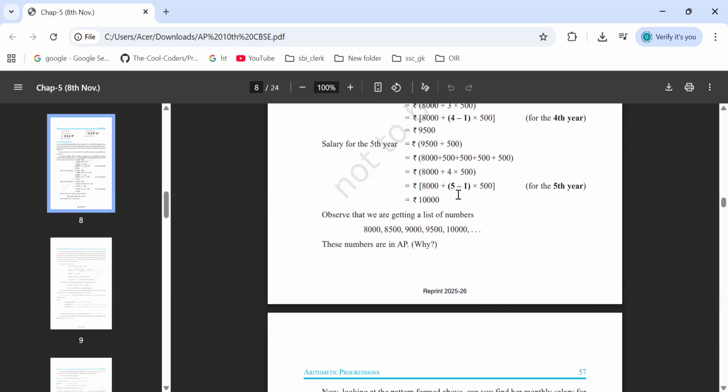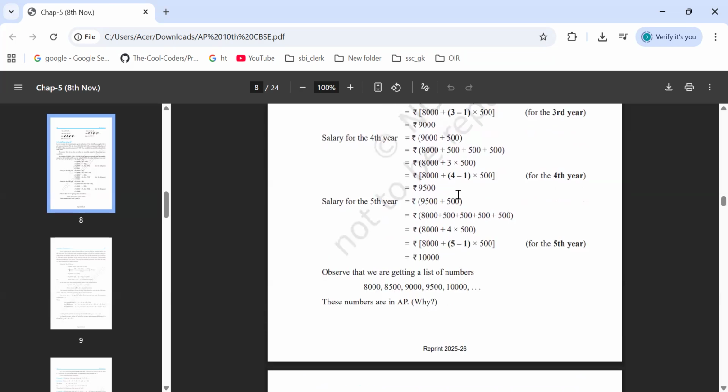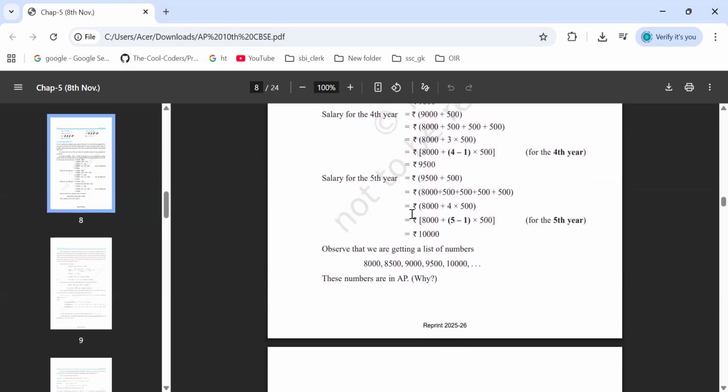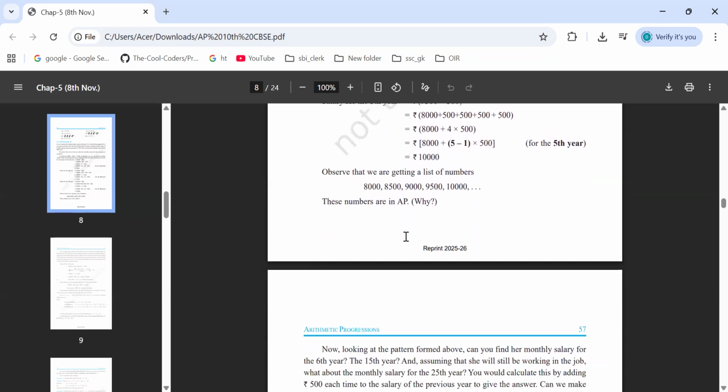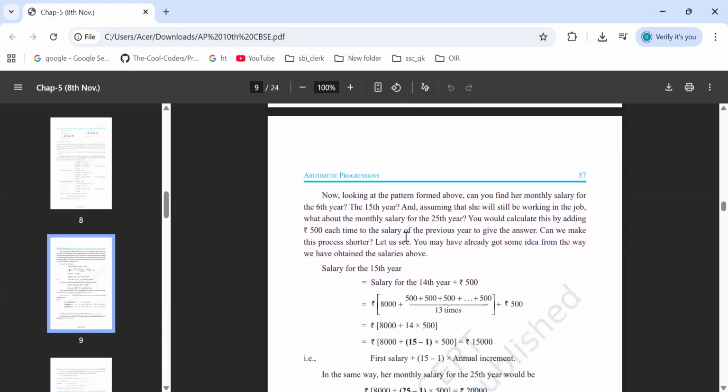Now let us try to find some pattern within these numbers. We can clearly see 8,000, 8,500, 9,000 and 9,500. These numbers are in an AP because the difference between 8,500 and 8,000 is 500, and between 9,000 and 8,500 is also 500. So clearly we can see that these terms are forming an AP. Now let us look at something more.